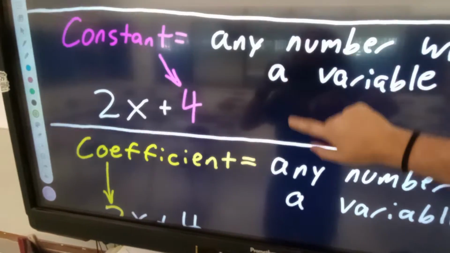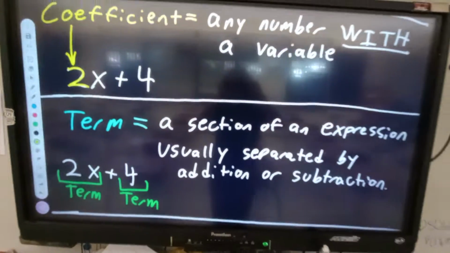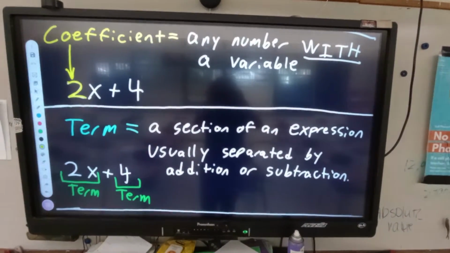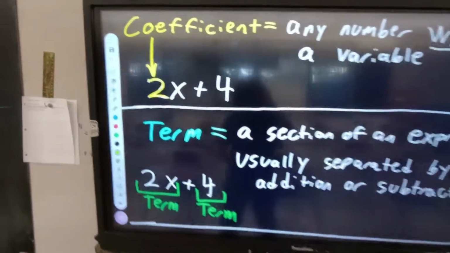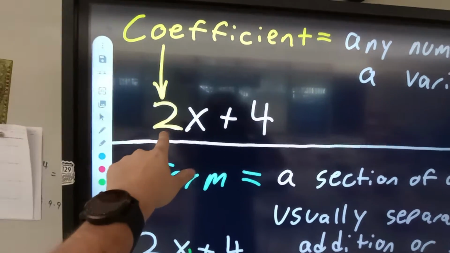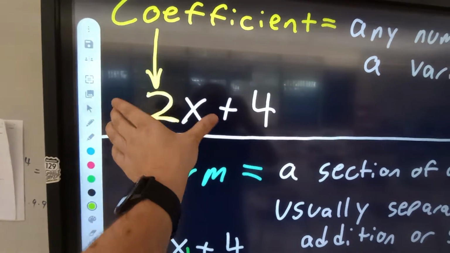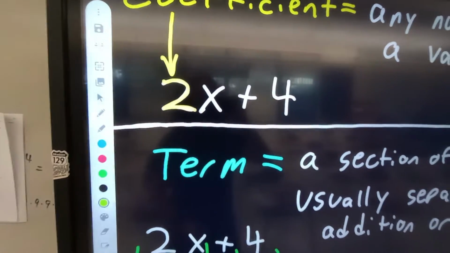The opposite of a constant would be called a coefficient. Now, a coefficient is any number with a variable. In this case, the number 2 is our coefficient. 2x is not a coefficient. These two combined is called a term.